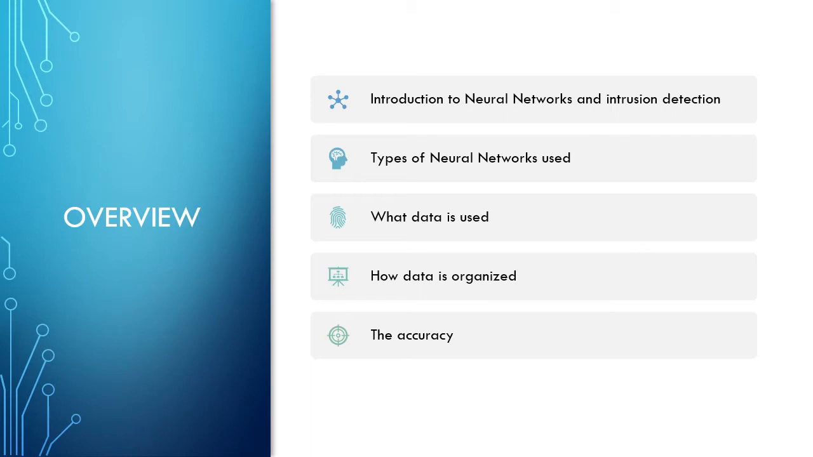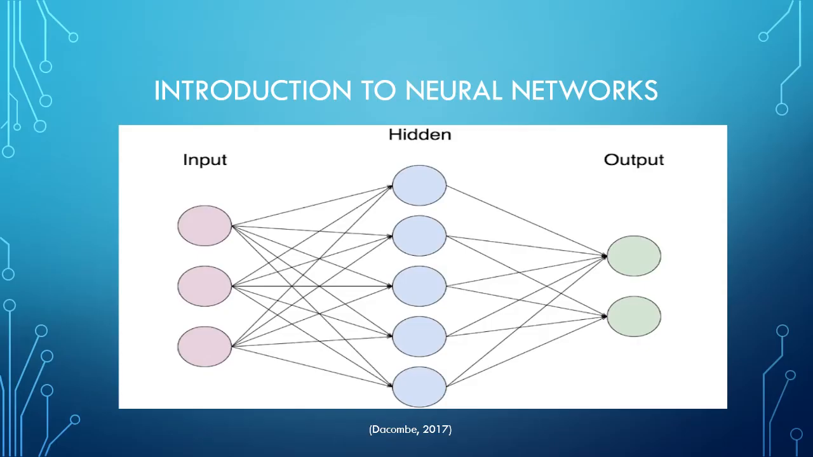I'm going to give you a brief overview of what to expect in this presentation. We're going to begin by going over what neural networks are and what intrusion detection is. This is mainly for those of you who don't already have any background knowledge on neural networks or intrusion detection. Then we're going to go into what types of neural networks are currently used for intrusion detection. Then what data is currently used, as well as how this data is organized, and then we're going to end it with the accuracy of neural networks for intrusion detection.